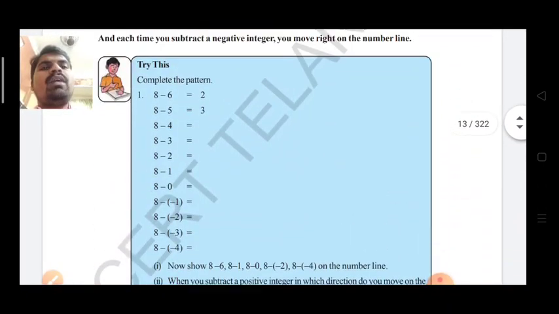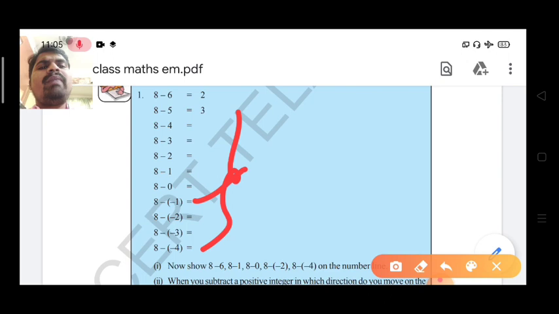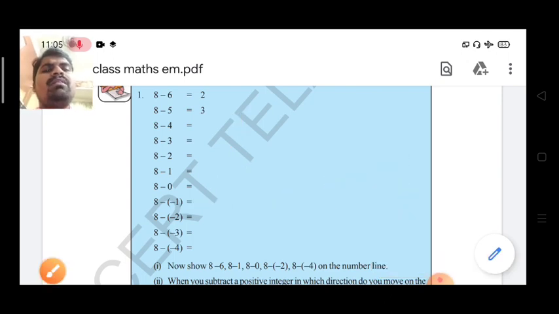Once you complete this one today, try this, all the answers you can get very easily. Here, 8 minus of minus 1 is what? Plus, so 8 plus 1 is 9. You can complete this answer very easily, because very simple answers are there.